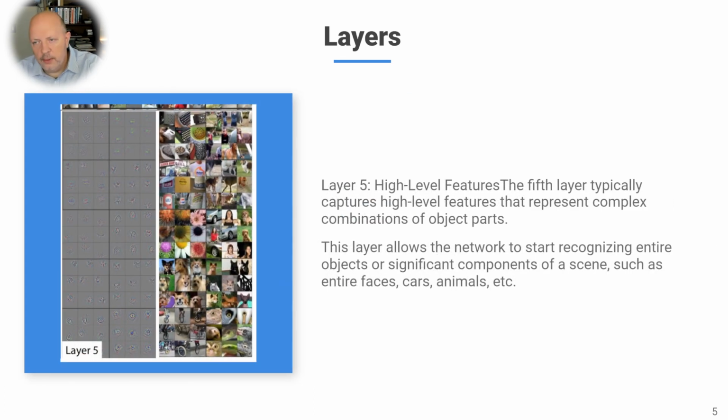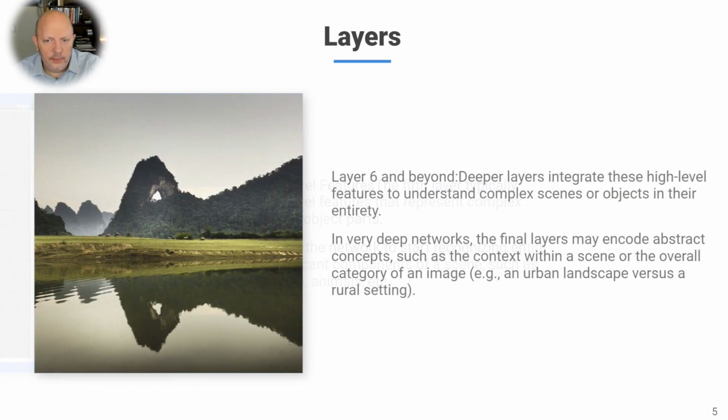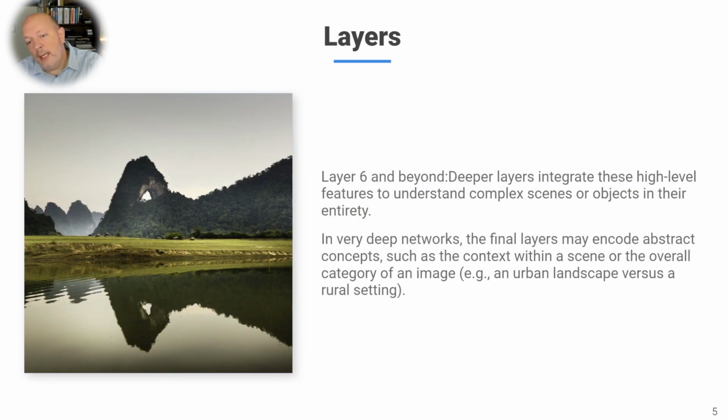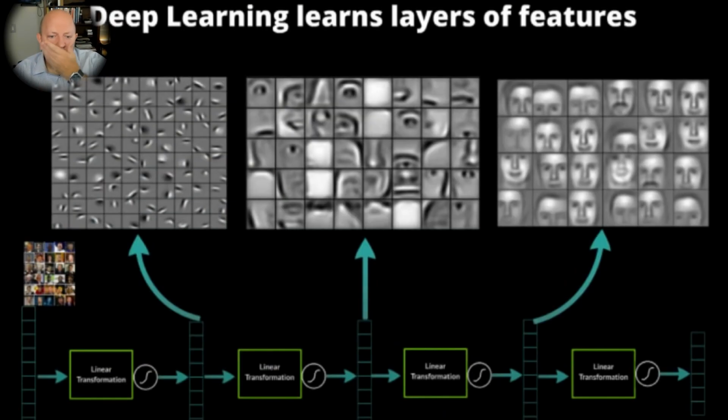Just Google grid cells or place cells. There's a bunch of different things you can Google, but this is basically how our brain works. This is what makes it work so well. And you can kind of see it here.